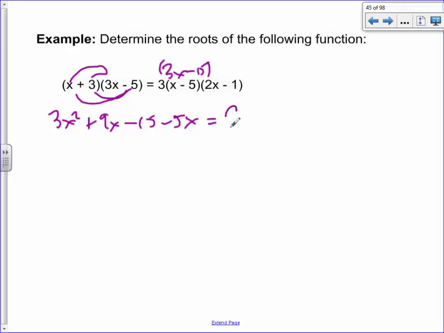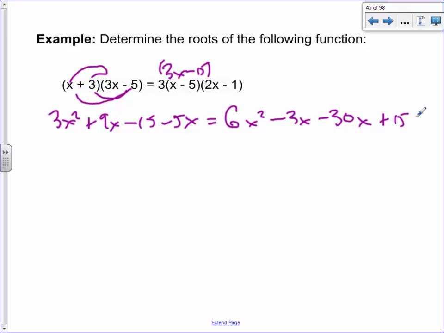3x times 2x will give us 6x squared. We're going to need a 3 times a minus 1 for minus 3x. What else is there? A minus 15 and a 2x, that's minus 30x. And a minus 15 times a minus 1 is a plus 15. We've untangled the rope, right? It's not quite so ugly looking anymore.